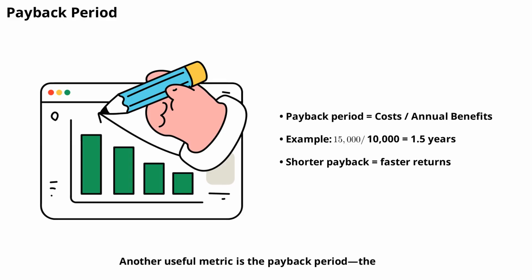Another useful metric is the payback period, the time it takes to recover your initial investment. Divide your total costs by the annual benefits to find out how many years it will take to break even. A shorter payback period means you'll start seeing returns sooner, which can be especially important for fast-moving businesses.